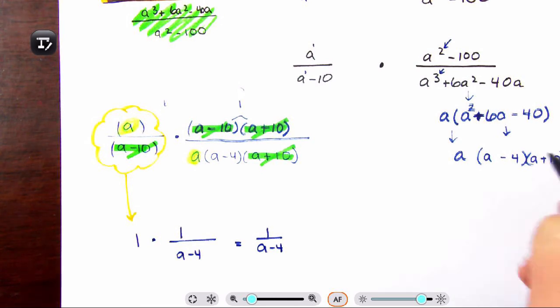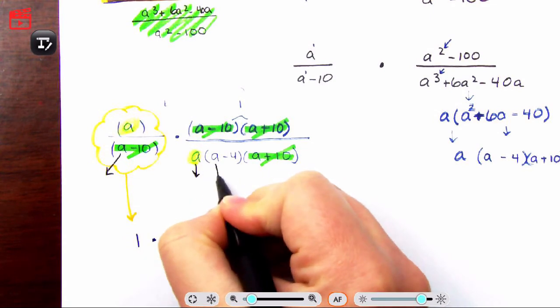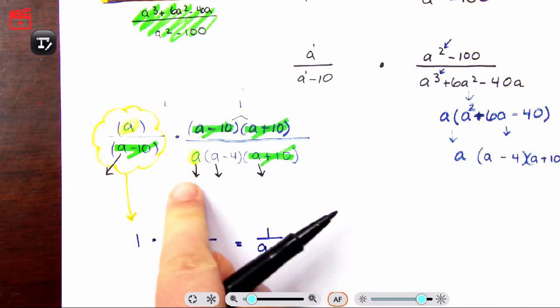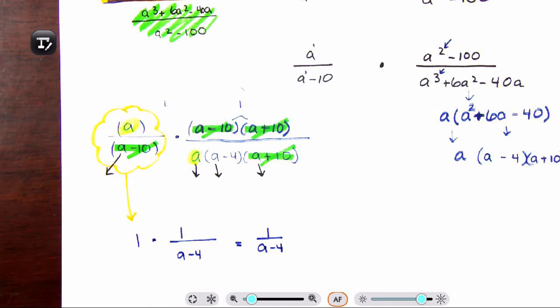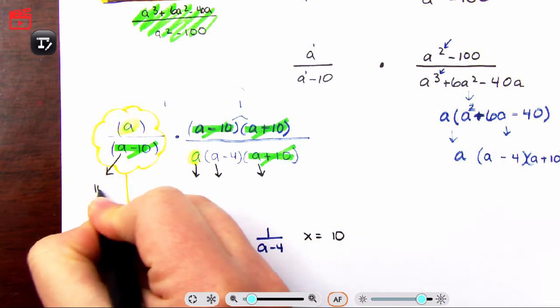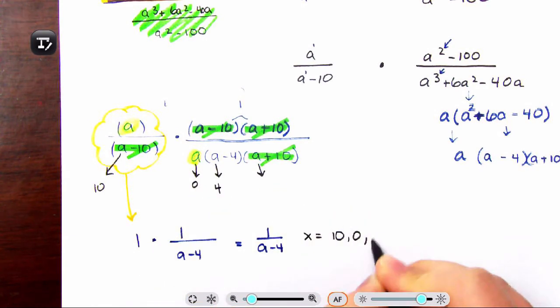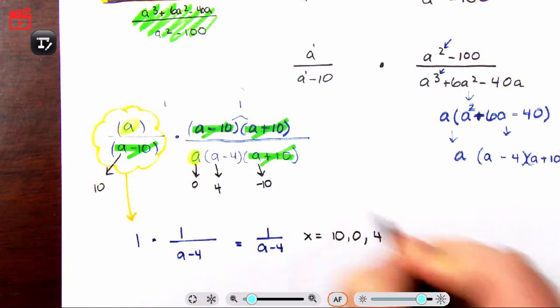So here is my factored form. I'm looking at all of my a's. So I'm going to have 1, 2, 3, 4 excluded values. X cannot equal positive 10 here. X cannot equal 0. X cannot equal positive 4. And X cannot equal negative 10.